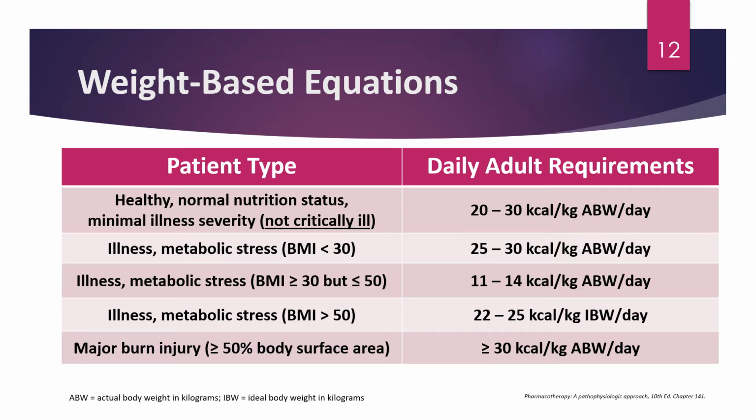For patients with BMI 30 to 50 and they are in the intensive care unit, illness and metabolically stressed, they will get between 11 to 14 kilocalories per kilo actual body weight. For illness and metabolic stress or critical care with BMI greater than 50, it's 22 to 25. And if patients have major burn injuries that cover at least 50% of their body or their body surface area, they will need at least 30 kilocalories per kilo. So the easiest way to break down this slide is that normal patients typically need 20 to 30 kilocalories per kilo.